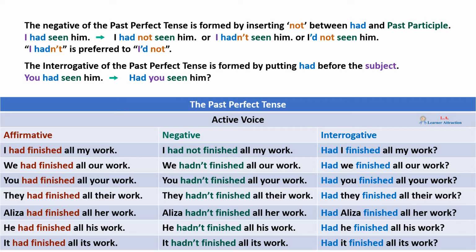They had finished all their work. They hadn't finished all their work. Had they finished all their work? Eliza had finished all her work. Eliza hadn't finished all her work. Had Eliza finished all her work? He had finished all his work. He hadn't finished all his work. Had he finished all his work? It had finished all its work. It hadn't finished all its work. Had it finished all its work?